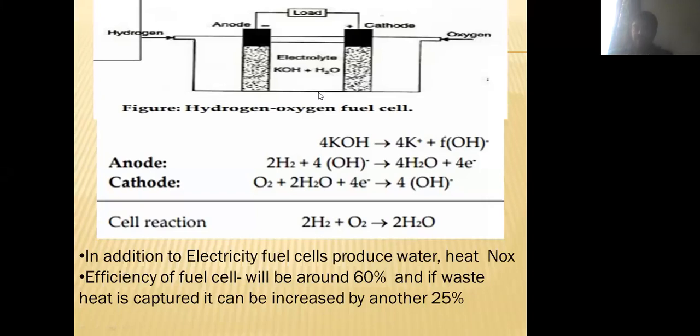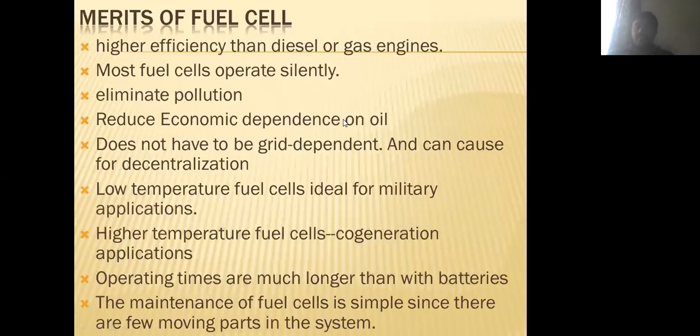So, the fuel cells here. Now, what advantages do I have with fuel cells? The first and foremost advantage is that they are more efficient than diesel engines.